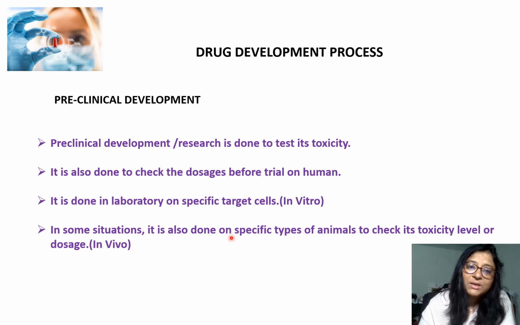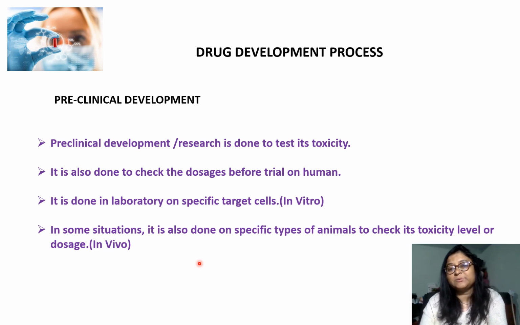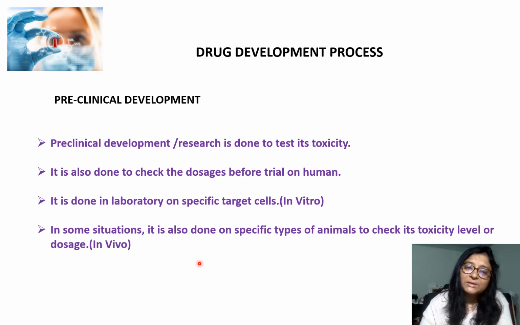In some situations it is also done on a specific type of animals. Sometimes it is not clear on specific cells, and some animals like rats and others have similar features or a similar response to the human body. So in that situation it is done on specific types of animals to check its toxicity level or doses. And when it is done on such specific types of animals, that is called the in vivo process.